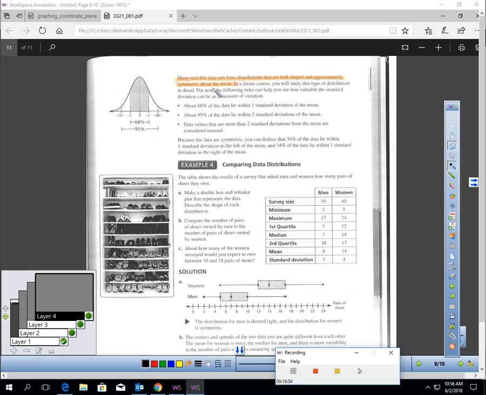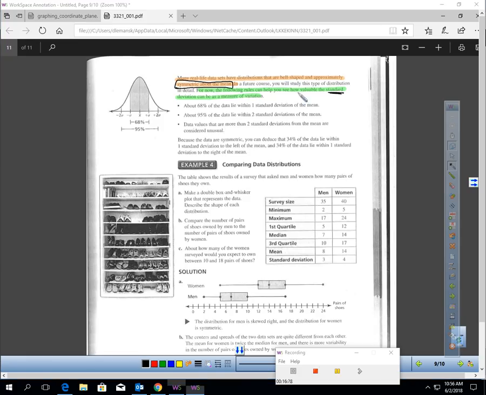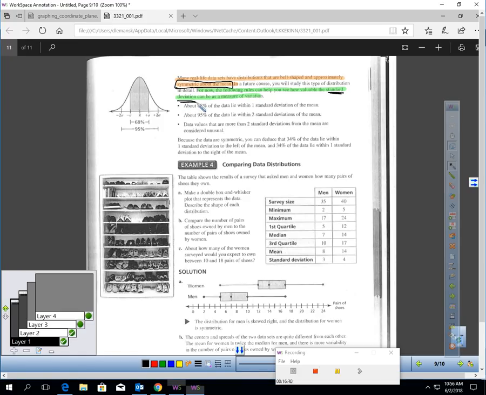To finish up the video, many real-life data sets have distributions that are bell-shaped and approximately symmetric about the mean. So a lot of real data would be symmetric, okay? For now, the following rules can help you see how valuable the standard deviation can be as a measure of deviation. Now, we're not going to get real deep into standard deviation. You've already learned how to calculate it on your calculator, and I've mentioned this in class before. So this is something I would get in your notes, though.